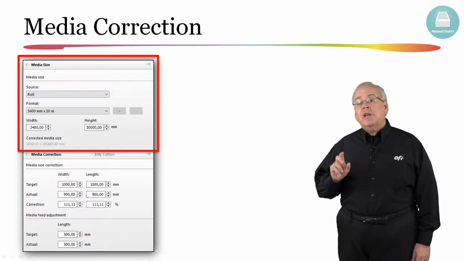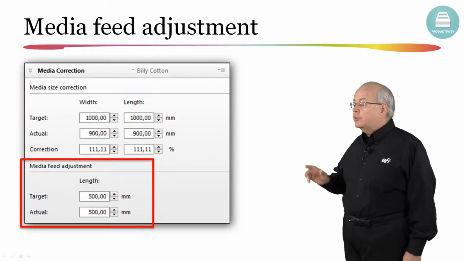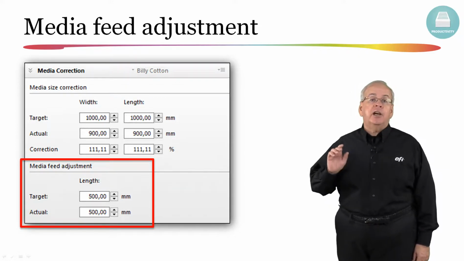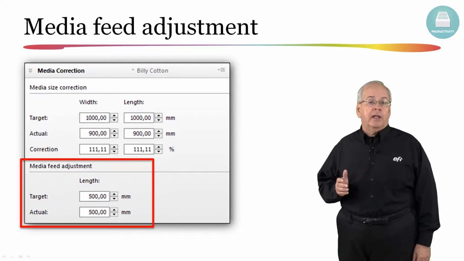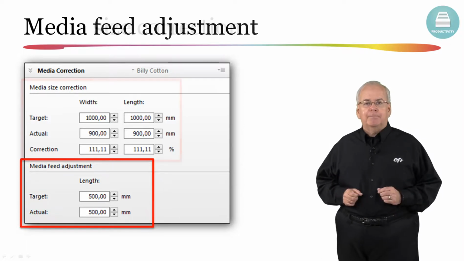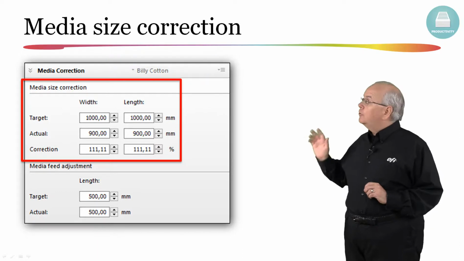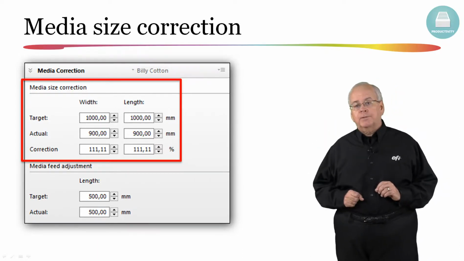Also, the media size settings have been moved to a separate pane. The previous feature, Media Size Correction, has been renamed Media Feed Adjustment, which is still used to ensure that the media input length matches the output length in order to correct for horizontal banding. The new feature, Media Size Correction, will be found directly above the Media Feed Adjustment pane. And here's how it works.